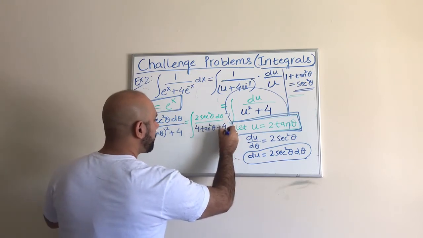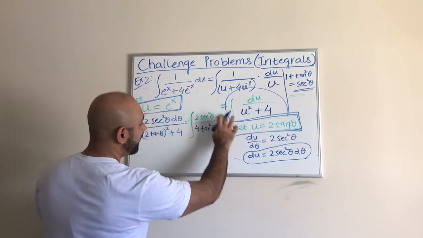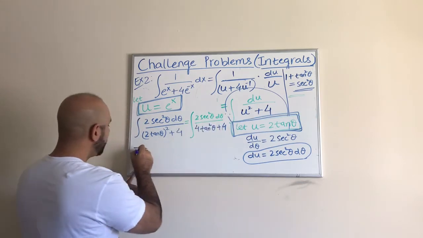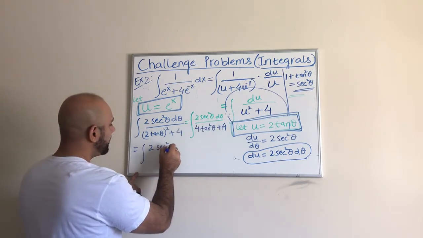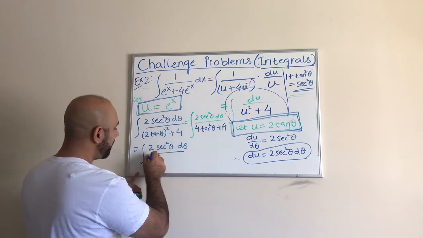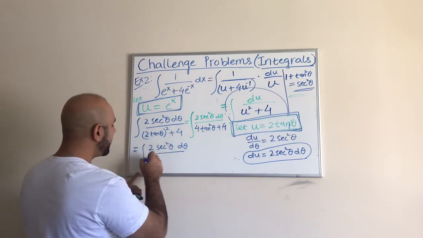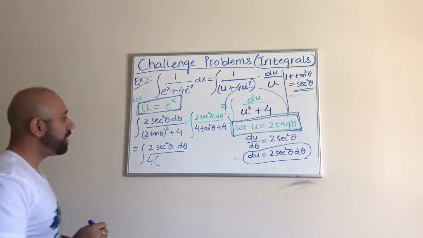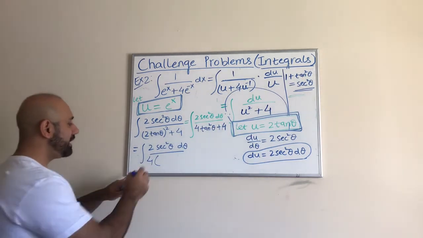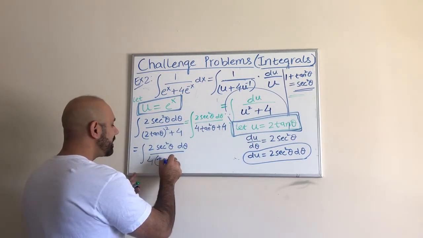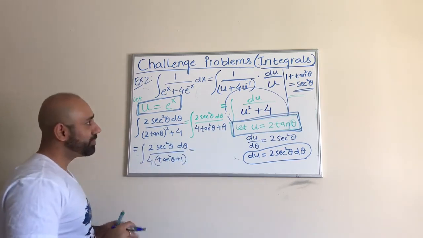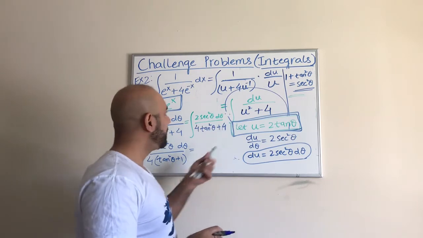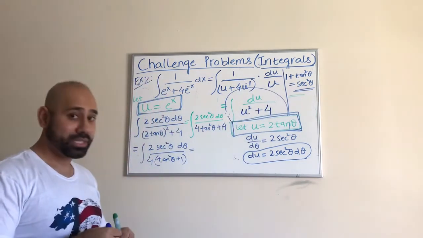Plus 4. Simplifying this further, everything is consistent in terms of theta. So it is the integral of secant square theta d theta divided by, guys, downstairs 4 and 4, I can take that as a common factor, greatest common factor, and inside the parentheses I will have tangent square theta plus 1. Once I see that tangent square theta plus 1, that's a big relief for me because I can now use this identity that is equal to secant square theta.